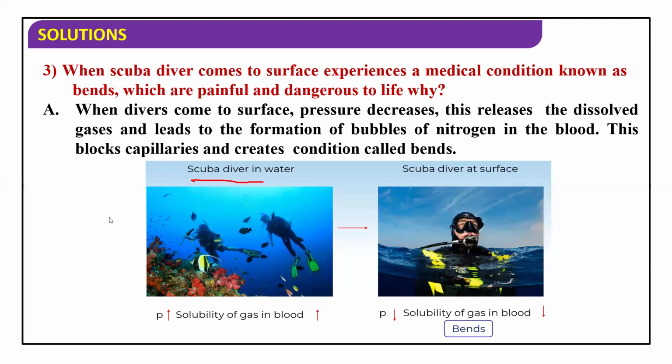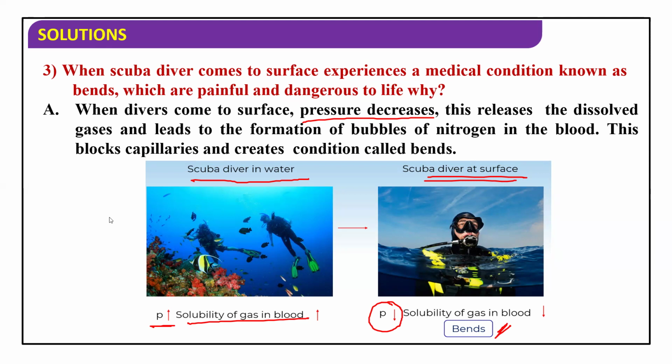When they are underwater, pressure is more, and the solubility of the gas in blood is also more. Now, when they come to the surface, what happens? The pressure is decreasing on the surface. So this releases the dissolved gases and leads to the formation of bubbles of nitrogen in the blood. Those bubbles will block all the capillaries in the blood and they create a condition called bends.